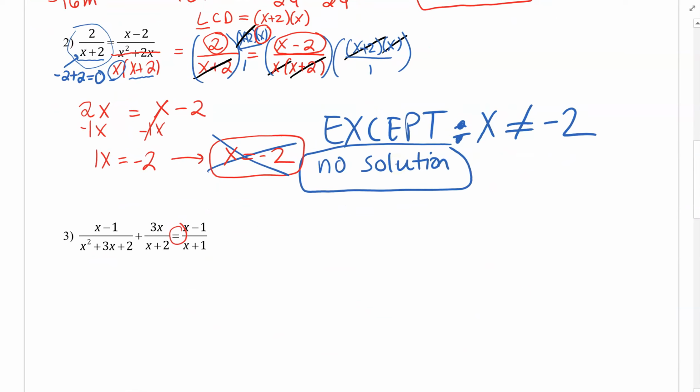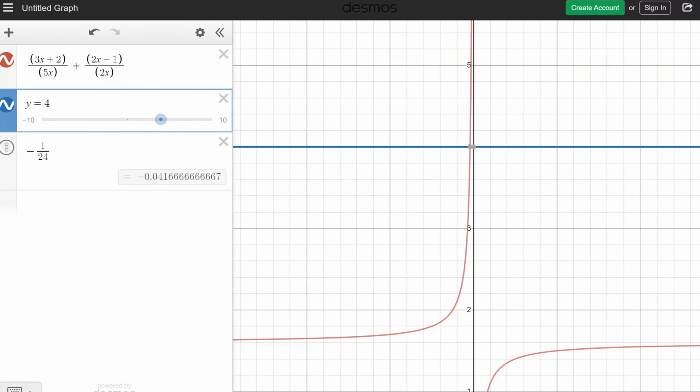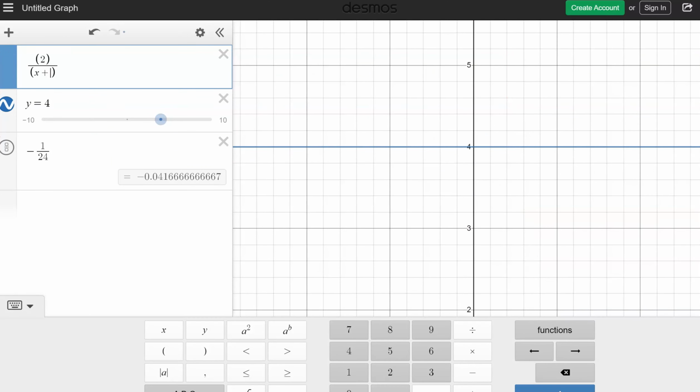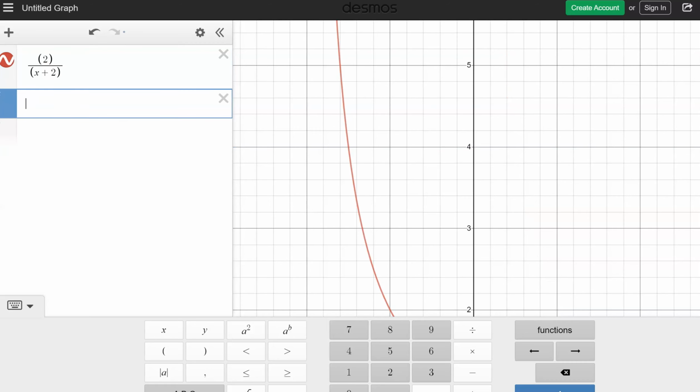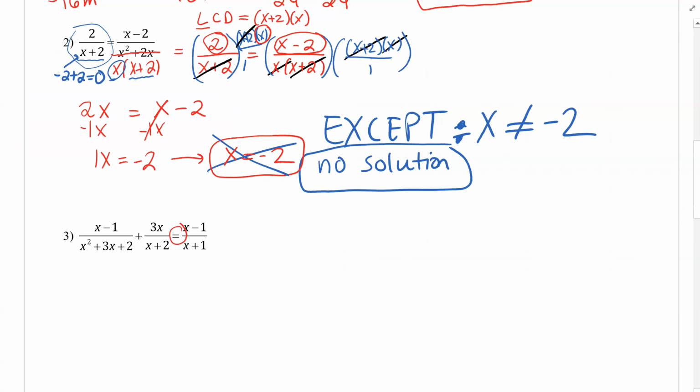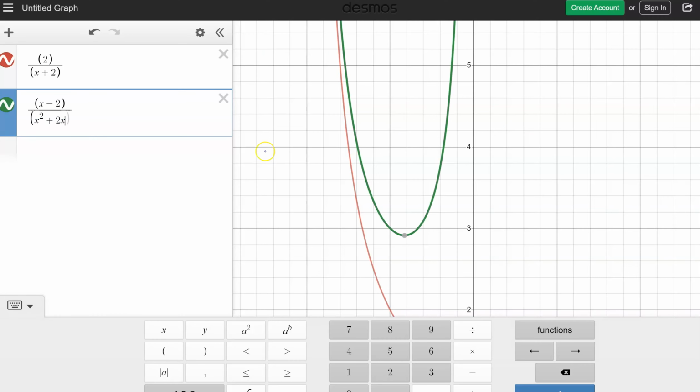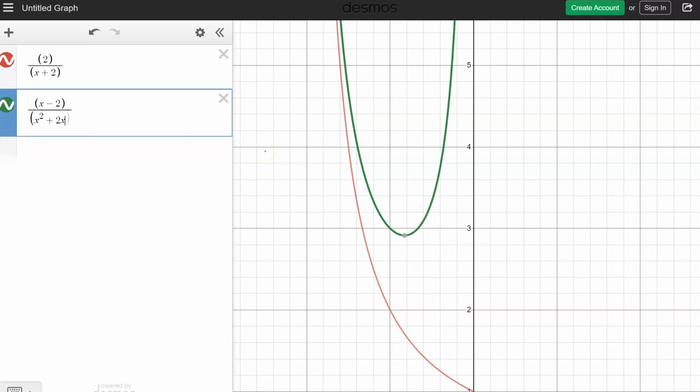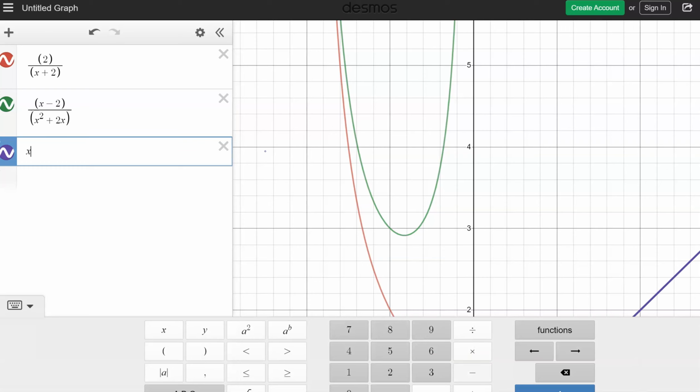Let's check Desmos to see what is happening there. And then I'm going to type the other expression down here in the next line. And that other expression was x minus 2 over x squared plus 2x. And so let's see what's happening. So according to our answer, we have an answer at x equals negative 2. Let me type that in here. x equals negative 2. Okay, so that's right there.